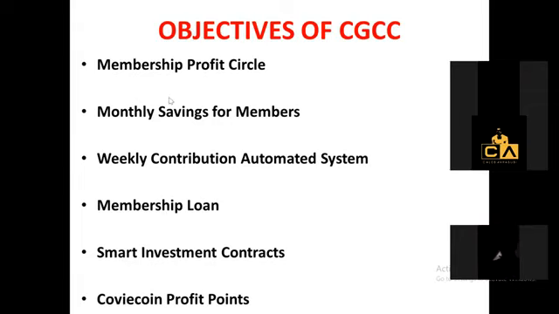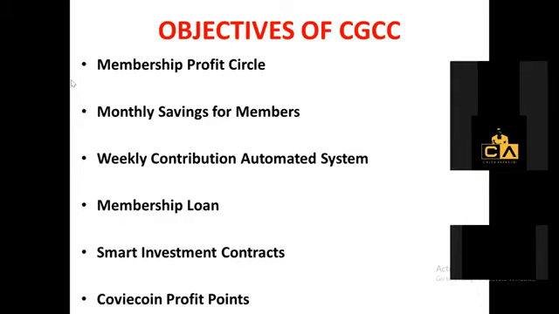All right, sorry about that. So like I said, we have the membership profit circle, then the monthly savings for members, then the weekly contribution automated system, which we are also going to be introducing. Then the membership loan: like I said before, you cannot access the loan until you have saved at least 6 months. Then we have the smart investment contract.